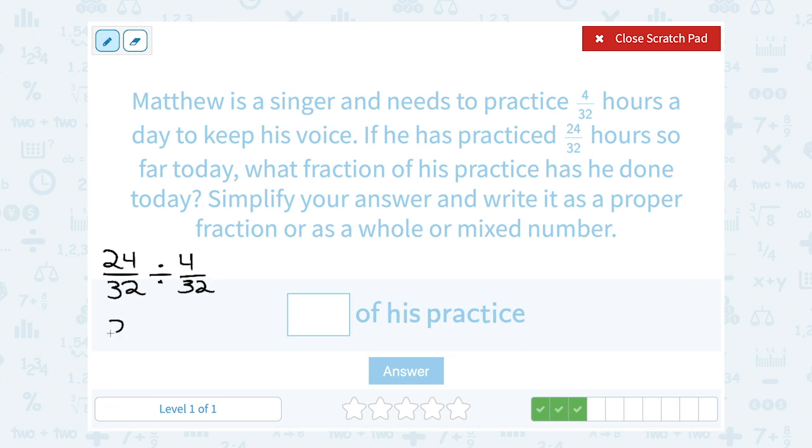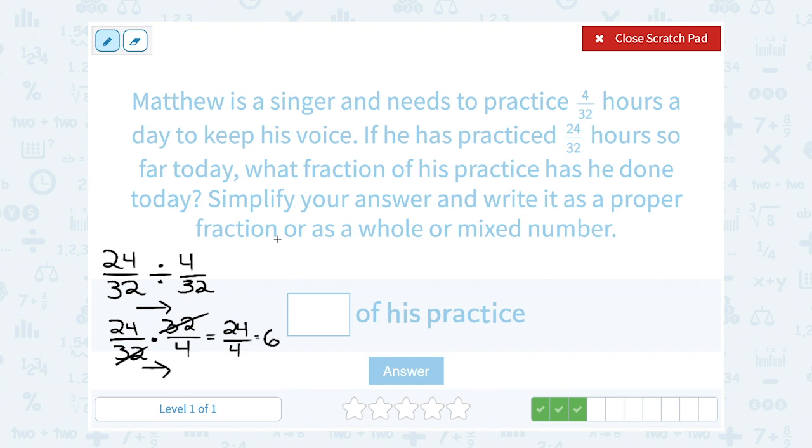Now our rule is to multiply by the reciprocal. So I'm going to say 24/32 times the reciprocal, which is flipping the second fraction. So that's going to be 32/4. Now to make my math a little easier before I multiply straight across, I'm going to cancel because I see I have a factor of 32 on the top and the bottom. So that's going to leave me with 24/4, and that divides evenly, right? 24 divided by 4 is 6.